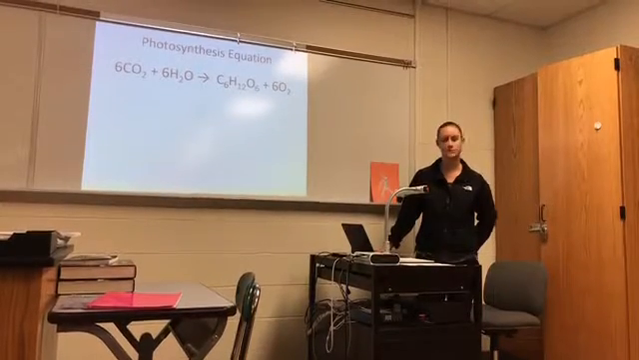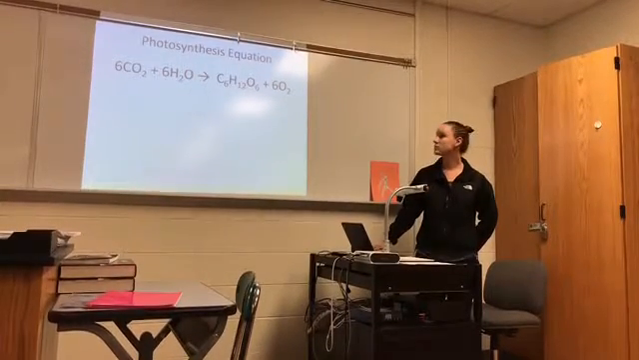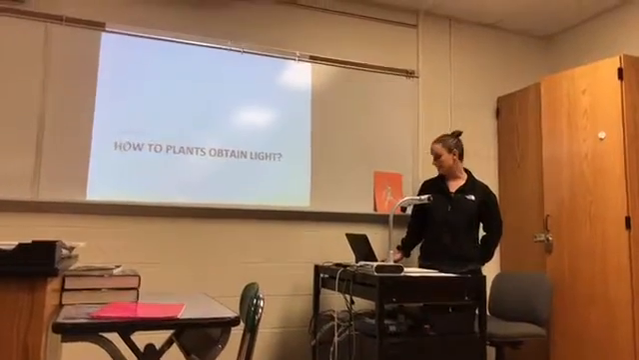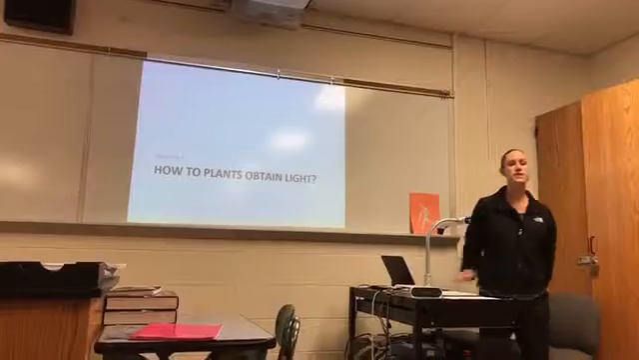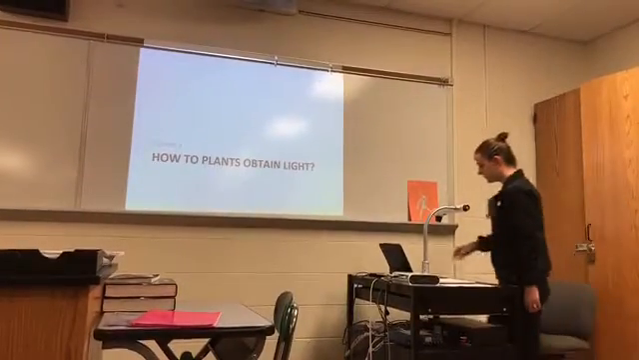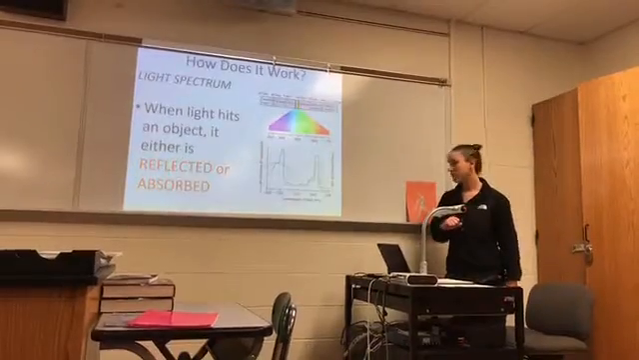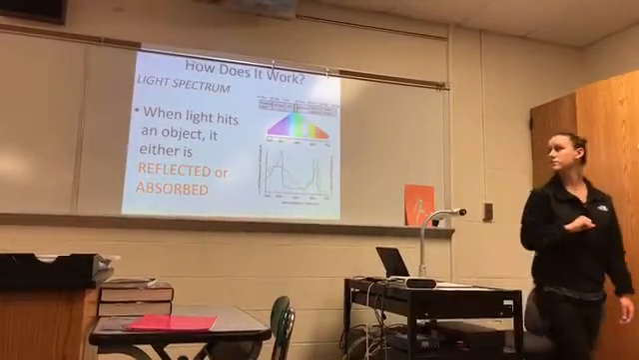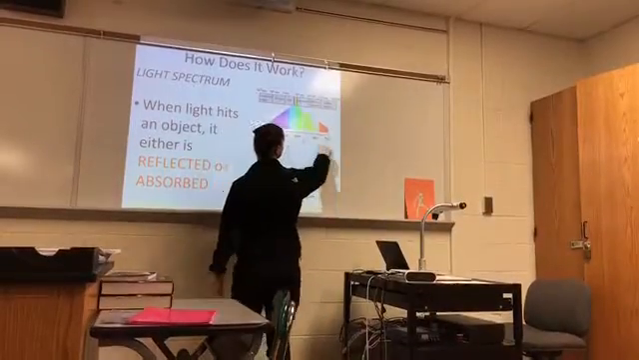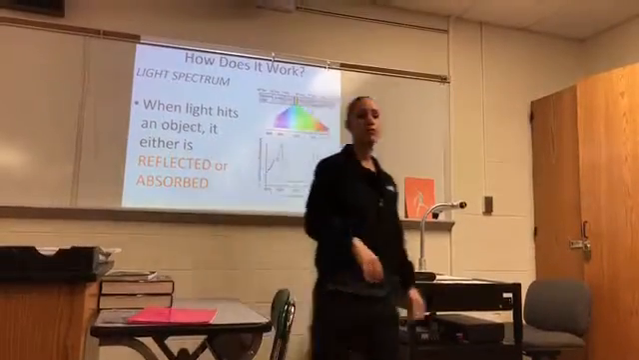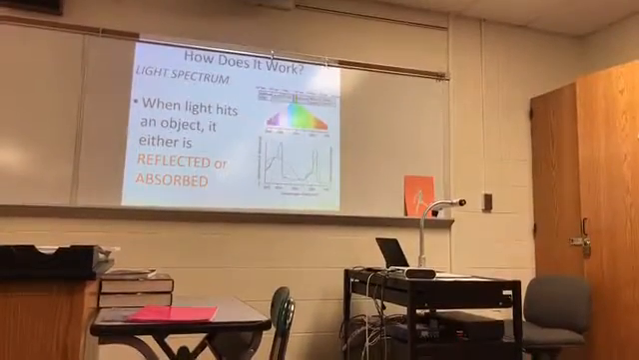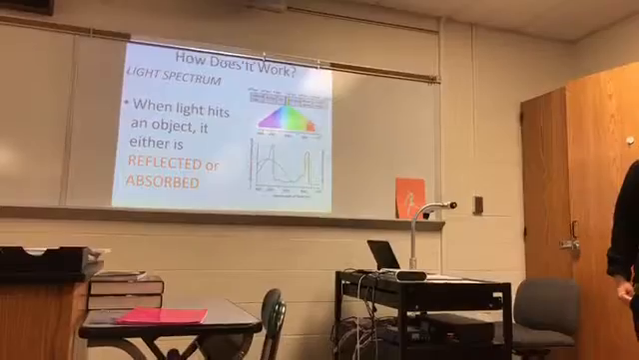Okay. This is going to lead us to our last question. How do plants obtain light? So we said in order for photosynthesis to occur, we need some sunlight. How does it work? Here's the light spectrum, what we can see, measured in nanometers of wavelength. So when light hits an object, just in general, it is either reflected or absorbed.